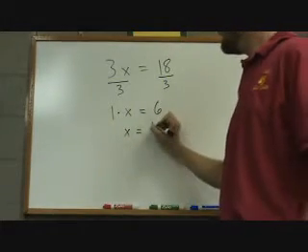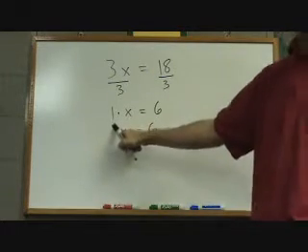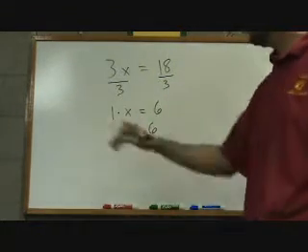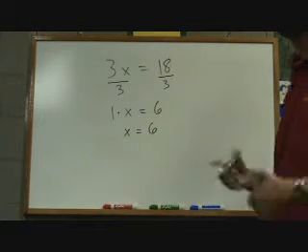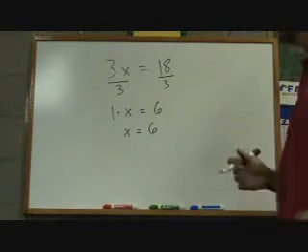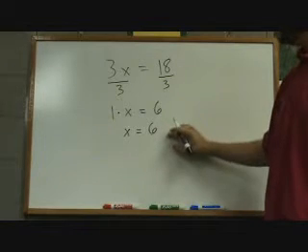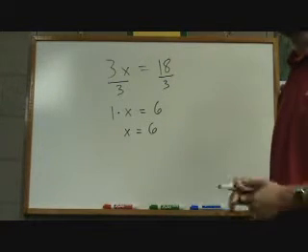That's what we call the multiplicative identity, because when we multiply by it, it stayed the same. Just like when we added 0 previously, that's the additive identity. So here we've got our answer of x equals 6. We found the specific value of that.